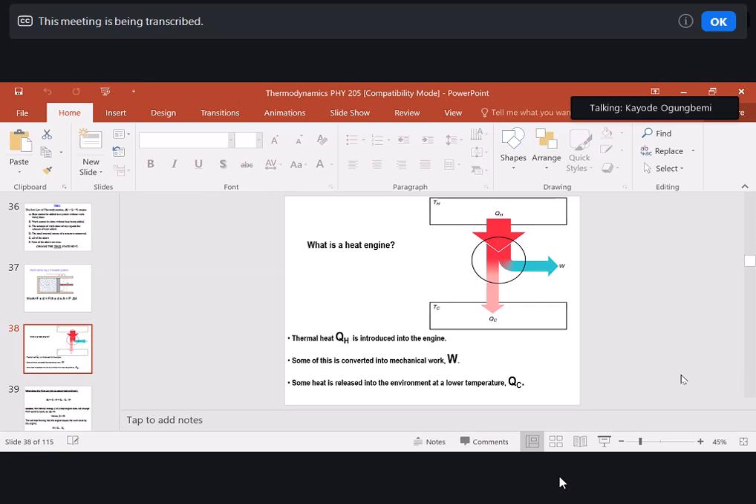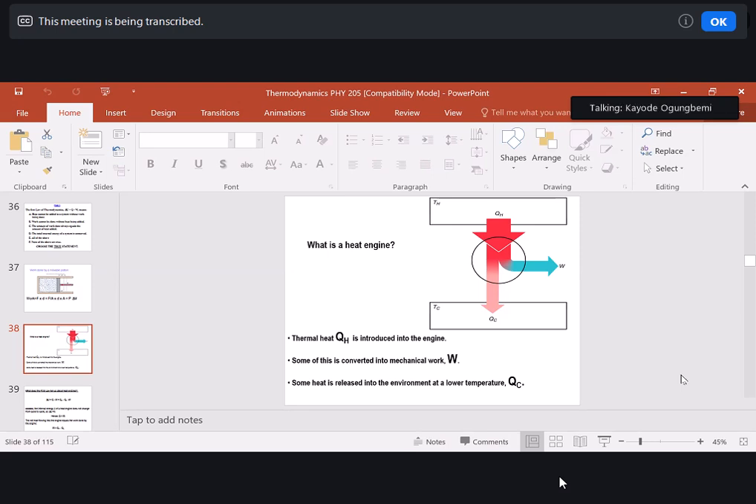Okay, note that. So thermal heat, QH, is introduced to the machine. Some of this heat introduced to the machine is converted to mechanical work, W, and some of the heat is released into the surroundings at a lower temperature. So you understand the scenario now? Yes, sir. Okay, so we can move ahead.